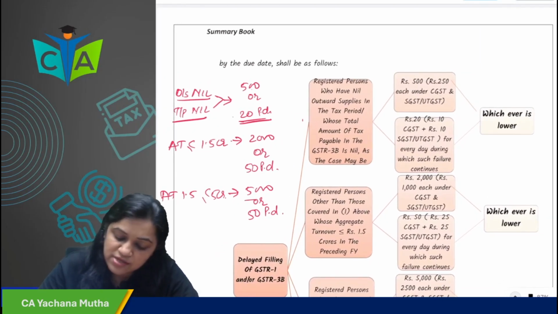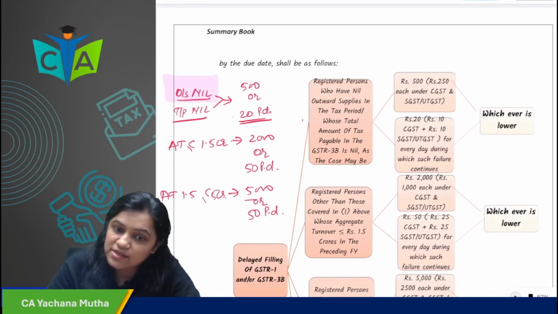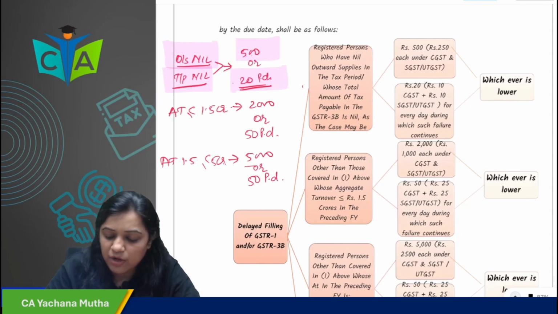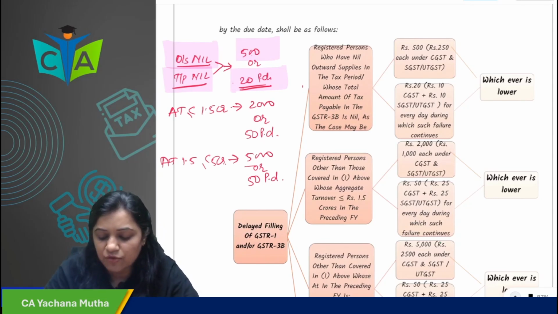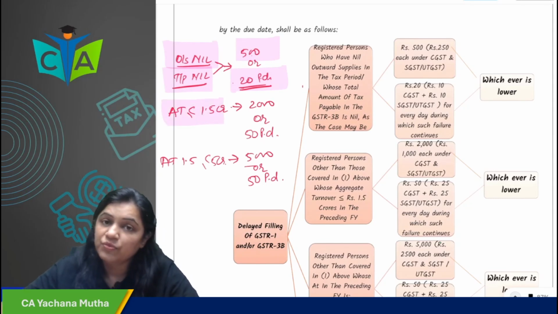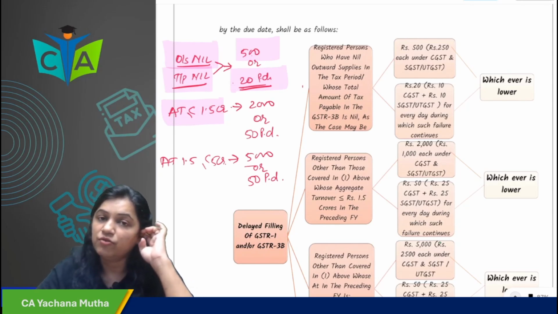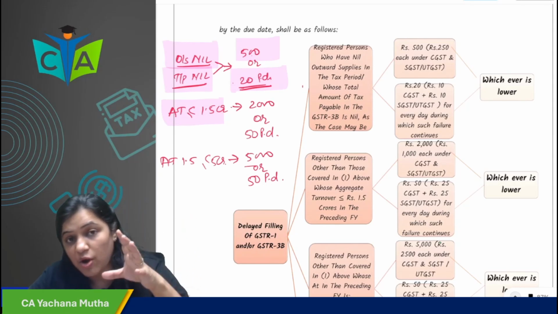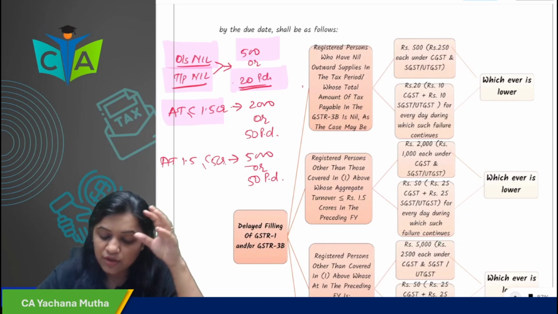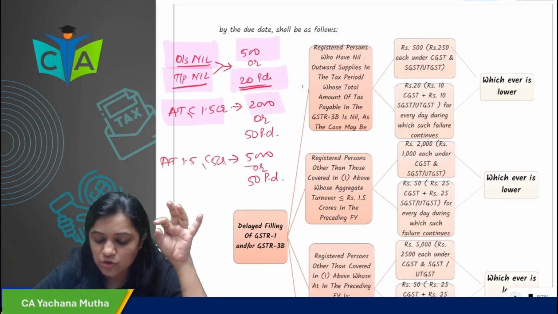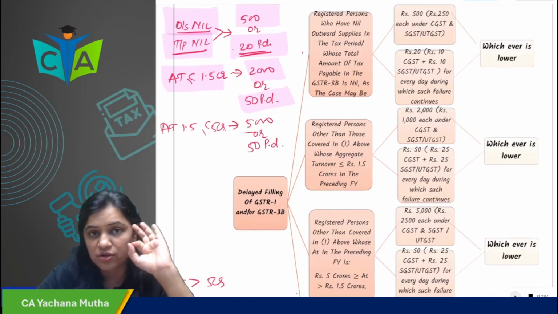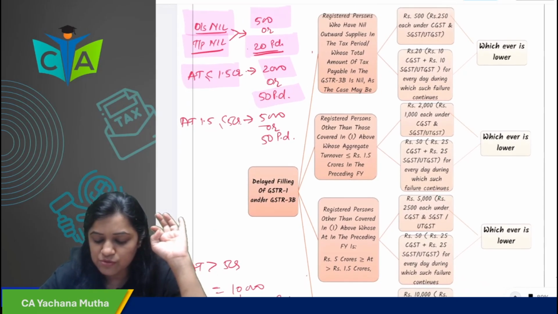So quickly we will revise. If your outward supply is nil or your tax payable is nil, then 500 rupees or 20 rupees per day, whichever is lower. But other than this, if your aggregate turnover is less than or equal to 1.5 crore, that means you have some outward supply or some tax payable, then 2000 rupees or 50 rupees per day, whichever is lower.